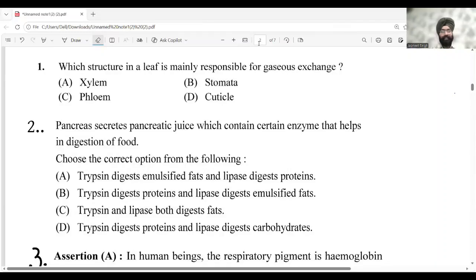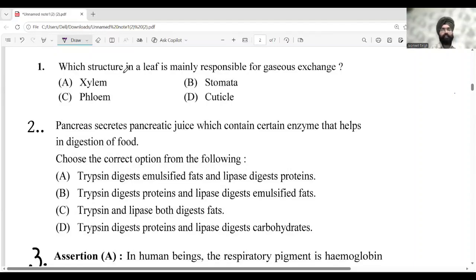So this is the next MCQ series of grade 10, chapter life processes, and in this MCQ series we will cover three topics, mainly respiration, nutrition and transportation. So let's start with the first question, class.